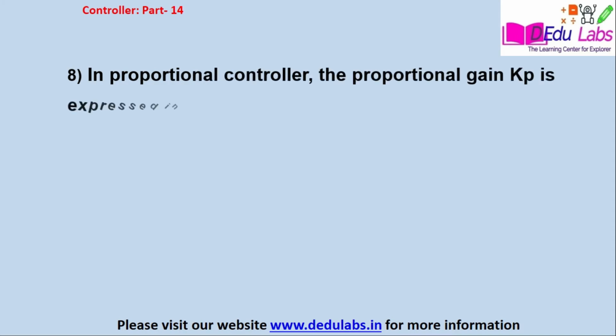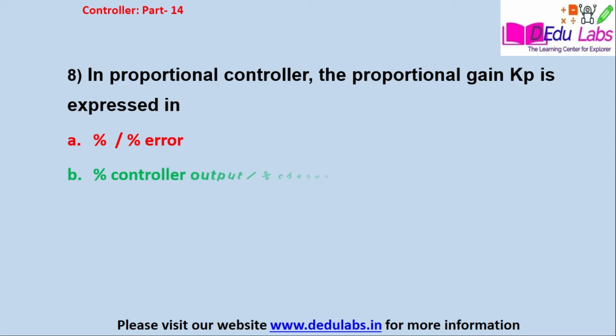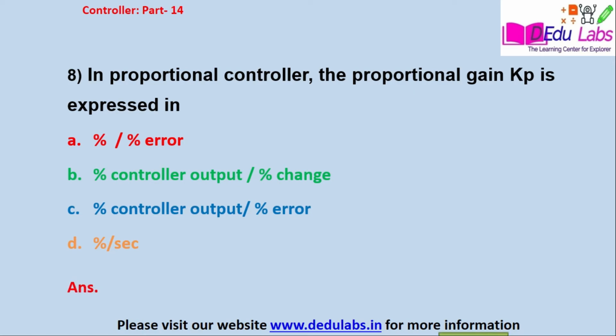Question number 8. In the proportional controller, the proportional gain Kp is expressed in option A, percentage per percentage error. Option B, percentage controller output per percentage change. Option C, percentage controller output per percentage error. Option D, percentage per second. The answer is option number C, that is percentage controller output per percentage error.